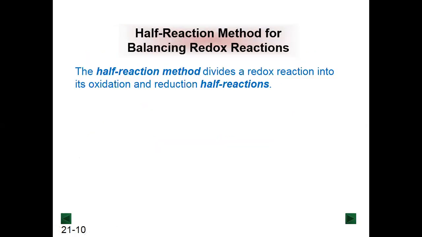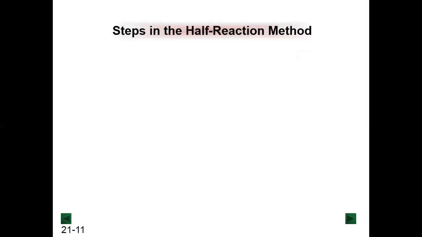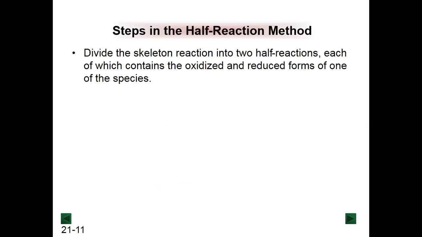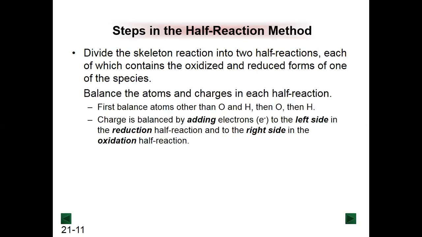Half reaction method for balancing redox reaction. The half reaction method divides a redox reaction into its oxidation and reduction half reactions. Steps in the half reaction method: divide the skeleton reaction into two half reactions, each of which contains the oxidized and reduced forms of one of the species.